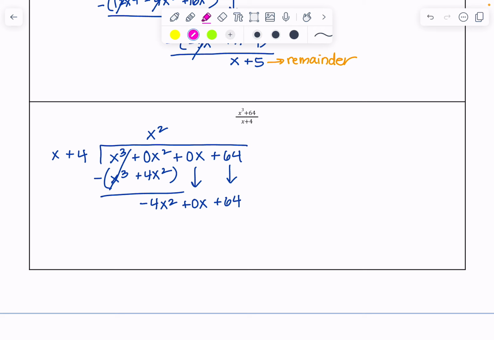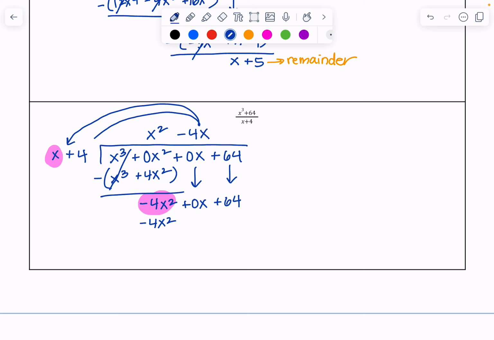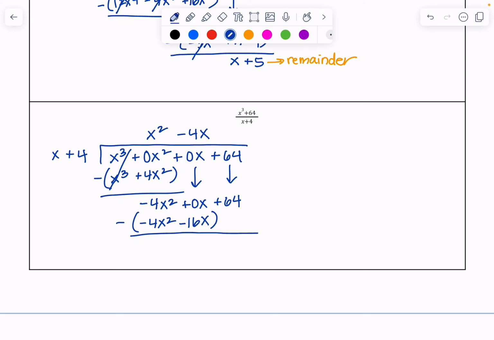We're going to repeat the process, but this time we want x to be negative 4x squared. So we want those two to be the same. So in order to get that, I need to multiply by negative 4x this time. So negative 4x times x is negative 4x squared. Negative 4x times 4 would be minus 16x. I'm going to erase my highlights and my arrows. And now I'm comparing these two and I'm going to subtract them. And when I do that, negative 4x squared minus negative 4x squared is canceled like we wanted. And then I have 0 minus negative 16x, so I'm left with a positive 16x. And then I just drop the 64.